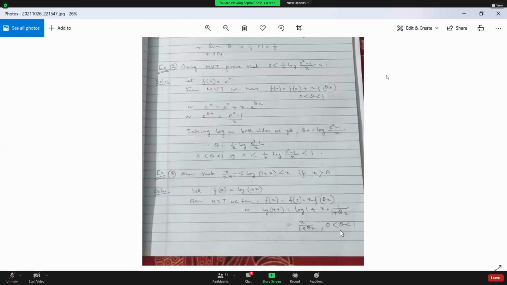1 by 1 plus theta x. That will be, this was 1, that will be 1 by 1, that is 1. The right hand side was 1 plus x, that will be 1 by 1 plus x. But this time the sign will be changing. 1 greater than 1 by 1 plus theta into x greater than 1 by 1 plus x.